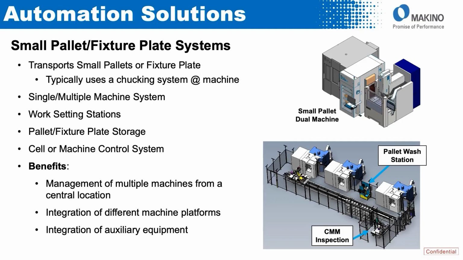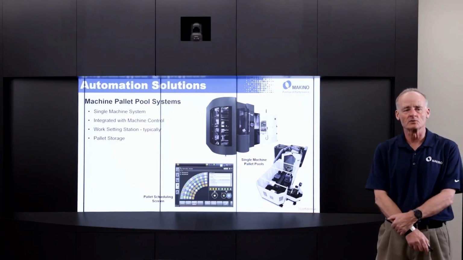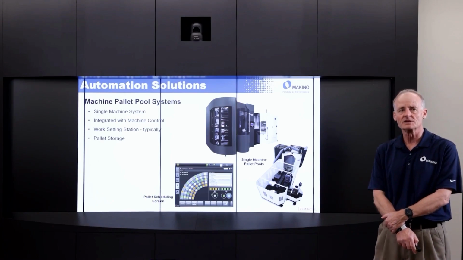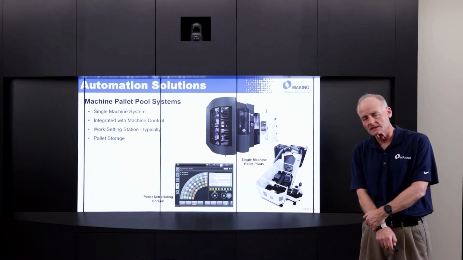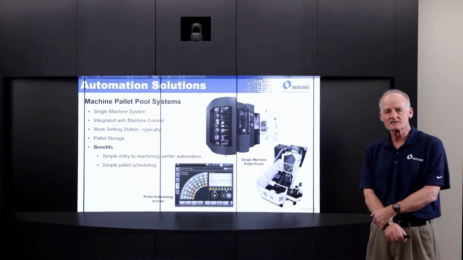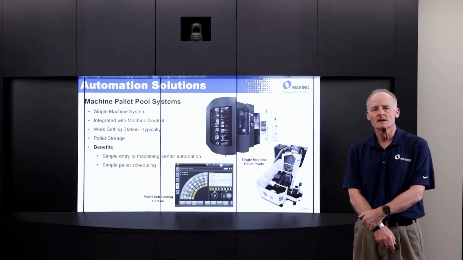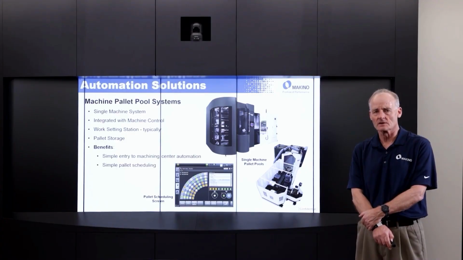And then there's also the integration of auxiliary equipment. In this particular system, we've got a CMM, an inspection station, and a pallet wash integrated into the same cell. We're able to do that fairly easily because we've got the same chucking system in the pallet wash and in the CMM inspection station. And then the machine pallet pool systems are tightly integrated with the machine control and attached to the machine. The pallet pool storage is right there, typically limited in the number of pallets, but it's a simple entry into machining center automation and simple pallet scheduling software.